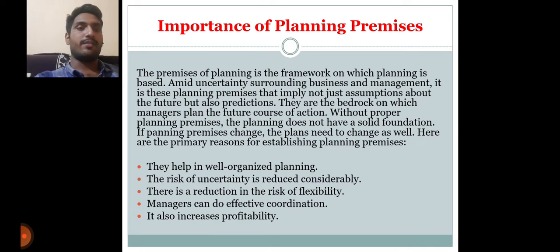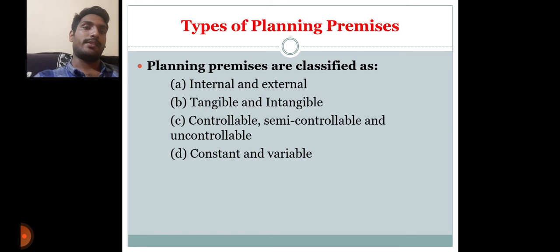Here are the primary reasons for establishing planning premises. First, they help in organizing planning well. Second, they reduce the risk of uncertainty. Third, there is a reduction in the risk of inflexibility. Fourth, managers can achieve effective coordination, and the last, it also increases profitability. So, the types of planning premises. Planning premises are classified as internal and external, tangible and intangible. Third is controllable, semi-controllable and uncontrollable. And fourth is constant and variable.